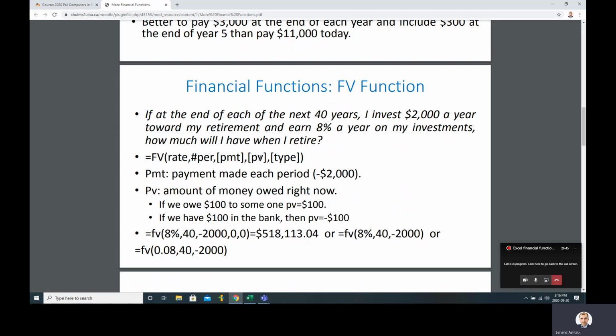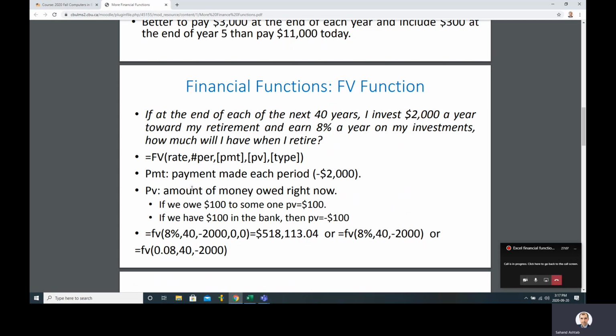PV here is new. It's the amount of money owed right now. So if you owe money, that will go in as a positive value. If you have money in the bank, that is the opposite of owing, so you're actually in a better place. Now that will go in as negative.